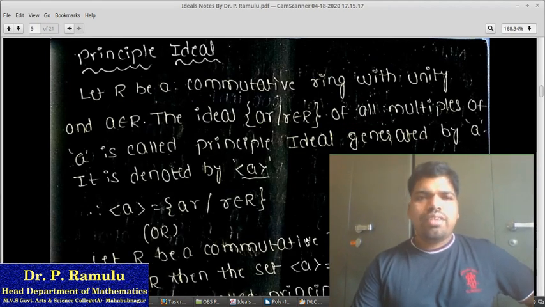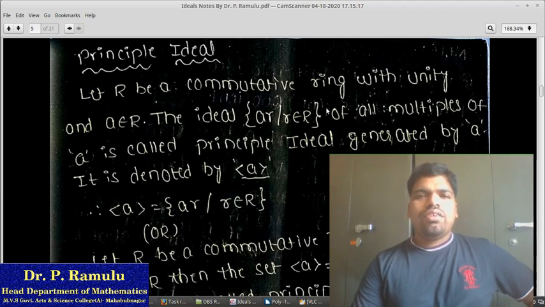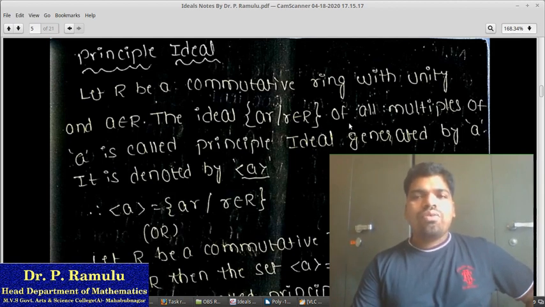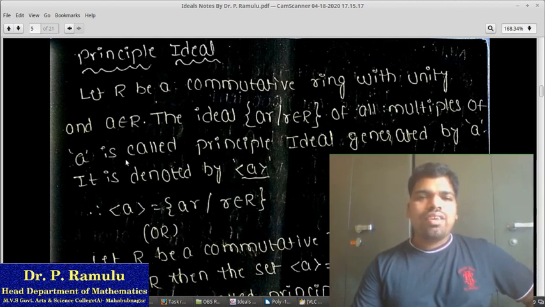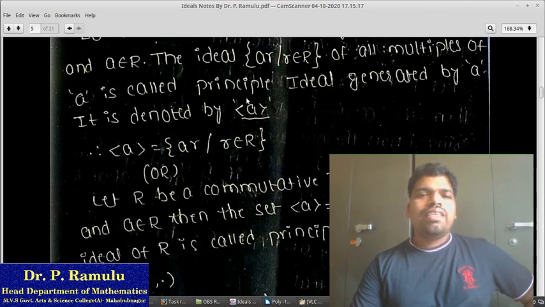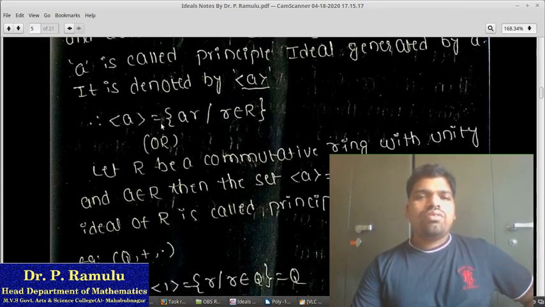What is a principal ideal? Let R be a commutative ring with unity and a belongs to R, then the ideal {ar : r belongs to R} of all multiples of a is called a principal ideal. It is generated by the generator a. Therefore, ⟨a⟩ = {ar : r belongs to R}.